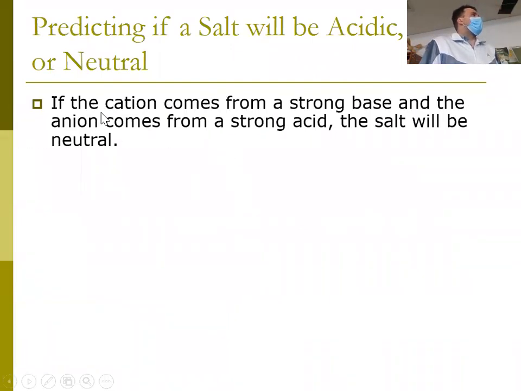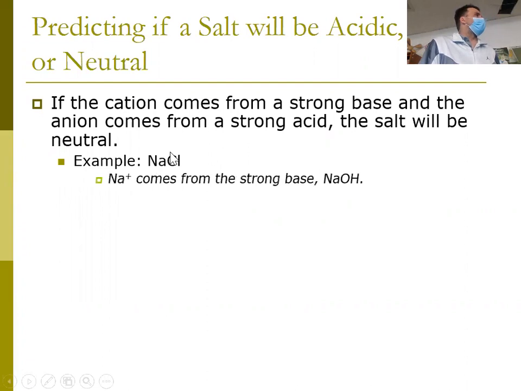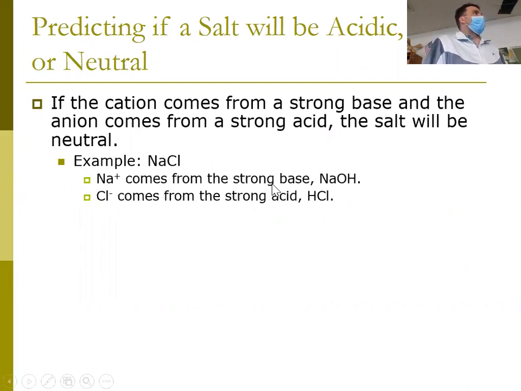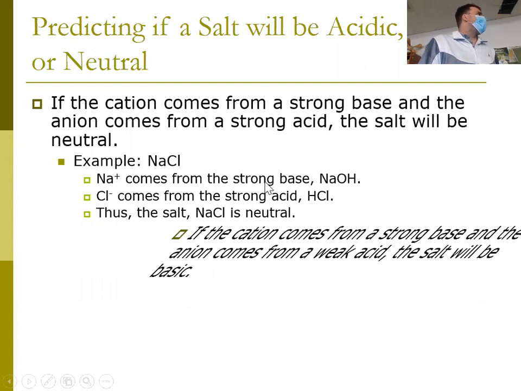So if the cation comes from a strong base and the anion comes from a strong acid, the salt will be neutral. So NaCl would be neutral, wouldn't it? Because the Na came from a strong base. The Cl came from a strong acid. So that would be neutral. So strong and strong make neutral.